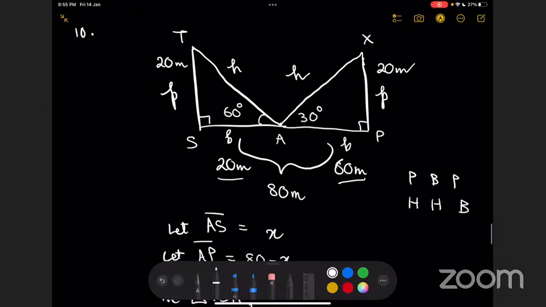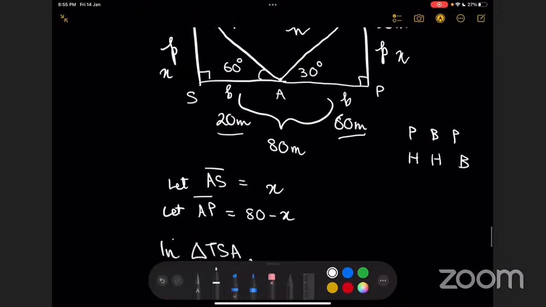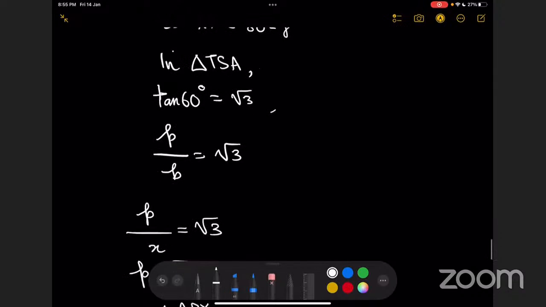Oh, I think I took them as the same variable, that's why. Then they should be y and 80 minus y.